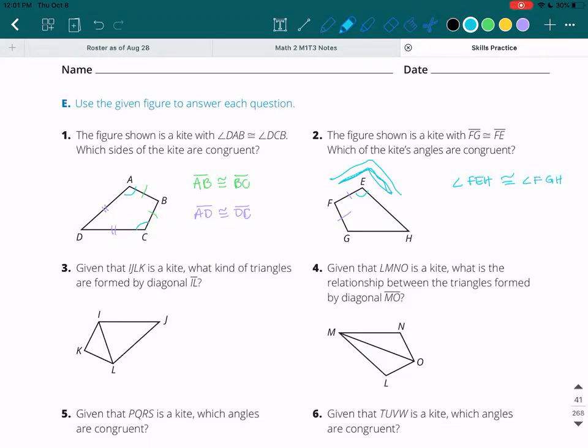Yeah, FGH is this one. FGH on the bottom. I didn't even draw it in, but somebody answered that part already. Yes, so those 2 blue angles are the congruent ones.